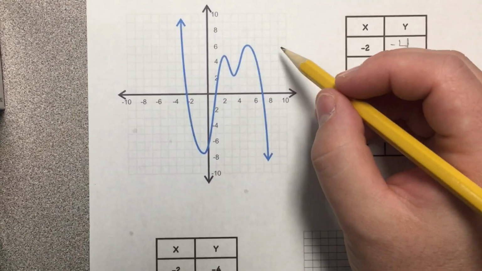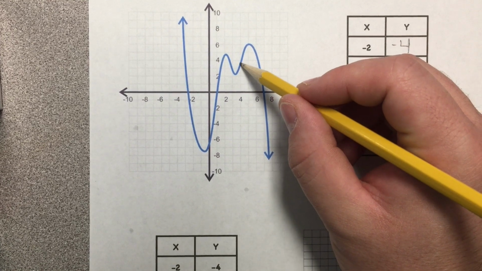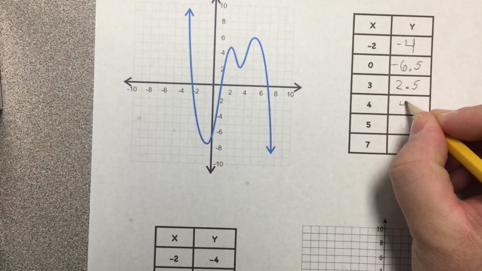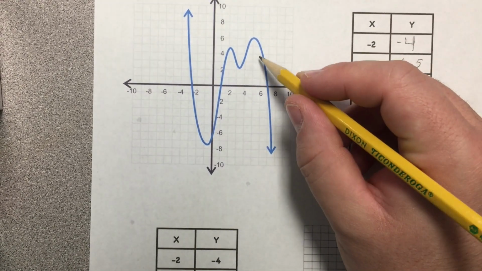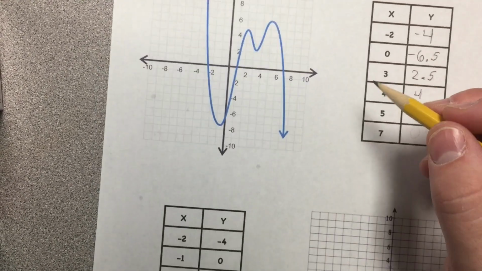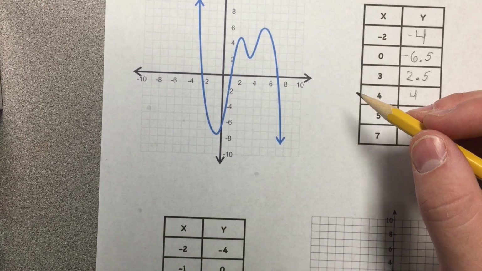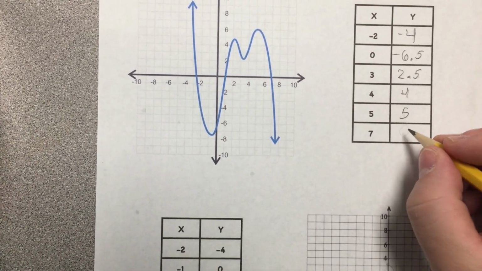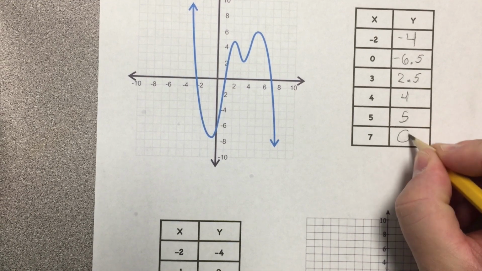For 4, our graph goes all the way up to about 4. For 6, our graph goes all the way up to about 5. And for 7, our graph goes all the way down and stays around 0.